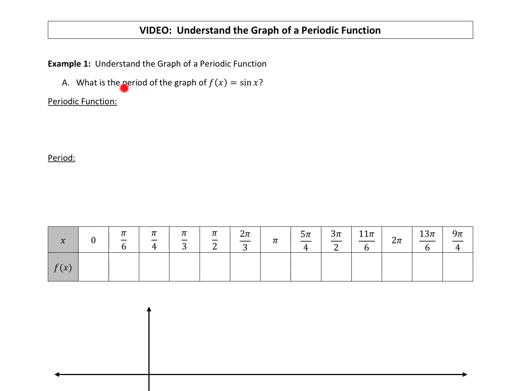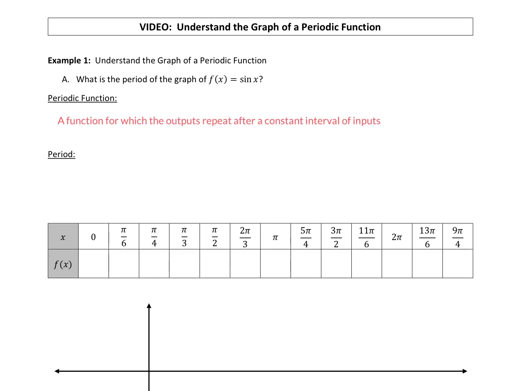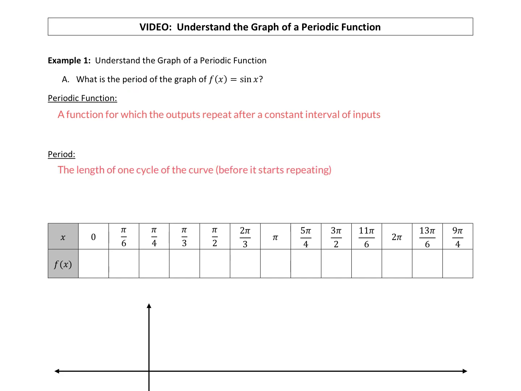The question is, what is the period of the graph of f of x equals sine of x? Well, what's a period, right? So first, I want us to define what a periodic function is. A periodic function is a function for which the outputs repeat after a constant interval of inputs. You're basically going to see a pattern in the graph. It just repeats over and over and over again. So a period, that's what they're asking us right here. A period is the length of one cycle of the curve before it starts repeating.